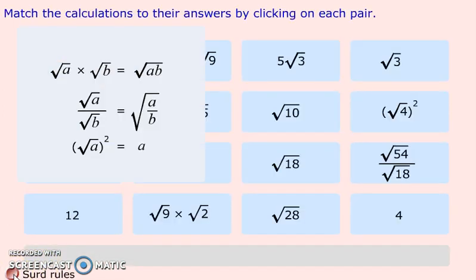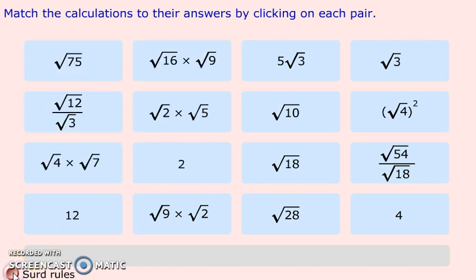So let's revise the rules. Square root of a times square root of b is square root of ab. If you divide, you can write them as a single root, and if you square, you'll get the number back as the result. So let's look at these numbers and try to match them. What do you think of square root of 75? I would say it's a multiple of 5, and 25 times 3 is 75. So I'll go with this.